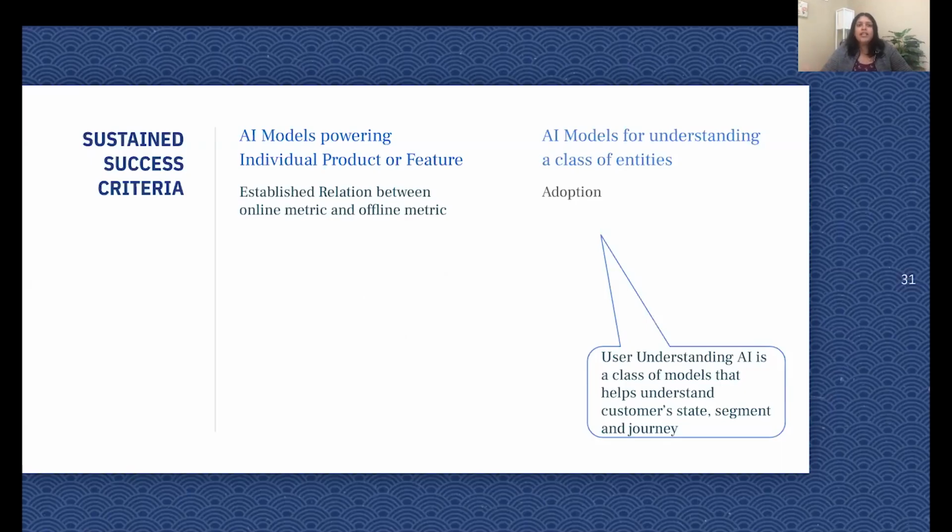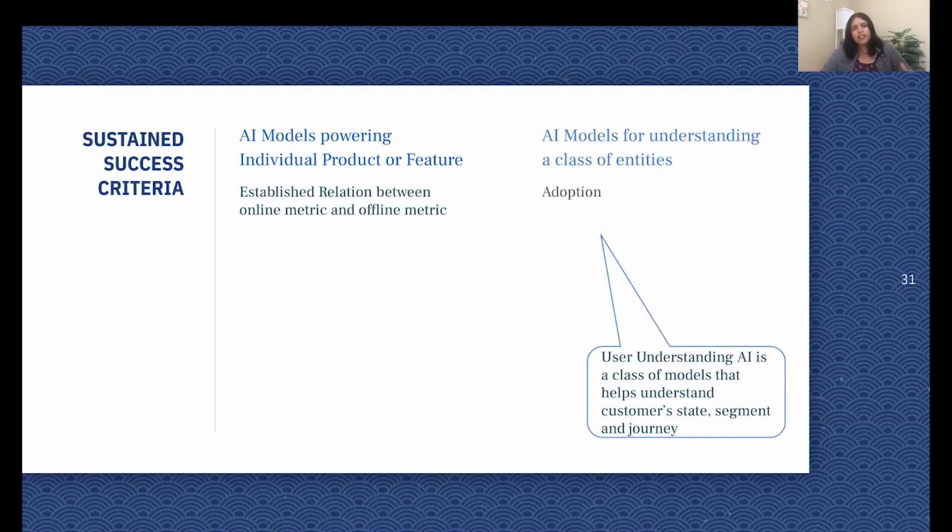Moving on, what is the sustained success criteria? What I mean by that, there can be different kinds of AI incubations. The first is where you have a specific product or a feature and you're building an AI model to power it. In that case, what's the sustained success criteria? It's an established relationship between the online metric and the offline metric. So, does increasing the precision of my prediction increase the number of visits to the home details page? That's the sustained success criteria.